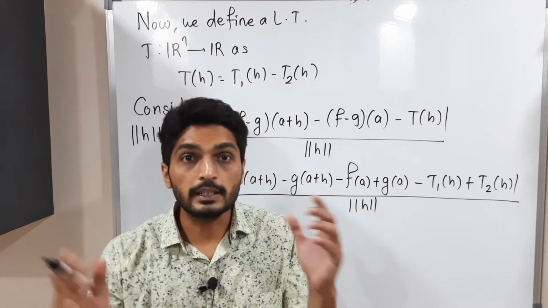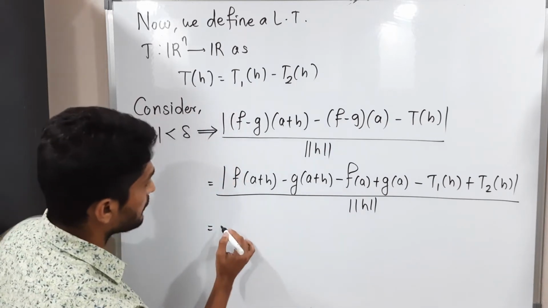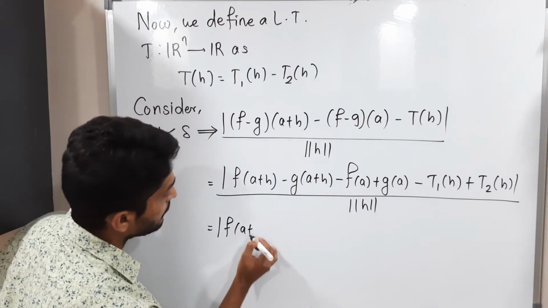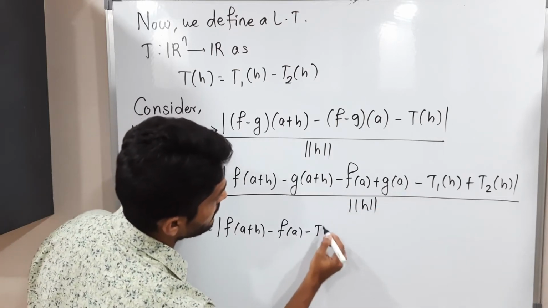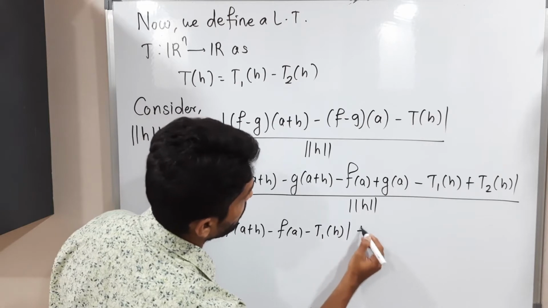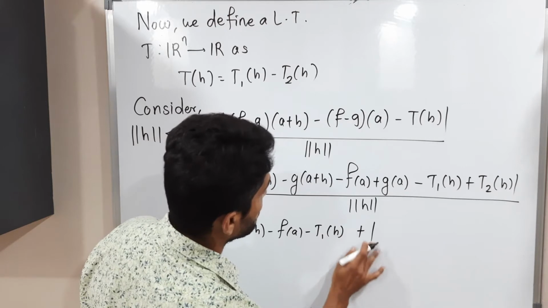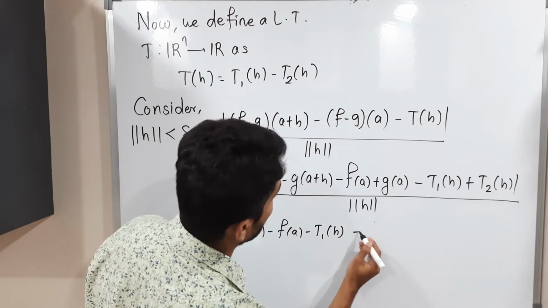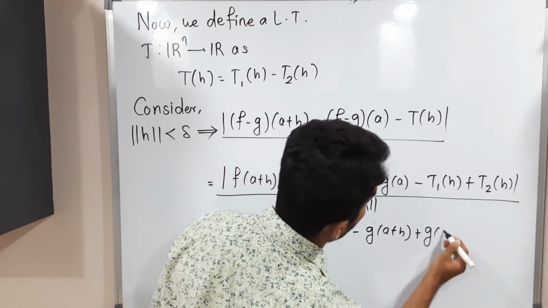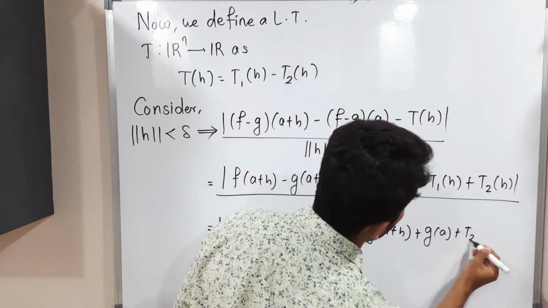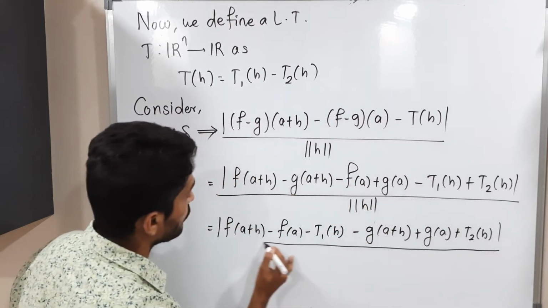After that, we will collect all terms of f and we will collect all terms of g. See what will happen. So this is f of a plus h minus f of a minus T1 of h, plus, sorry, there is a minus sign, minus g of a plus h plus g of a plus T2 of h, whole divided by norm h.